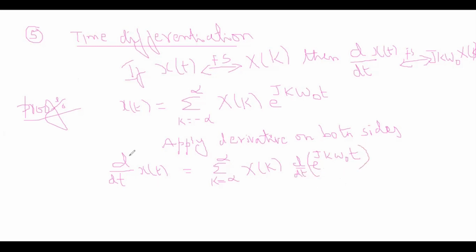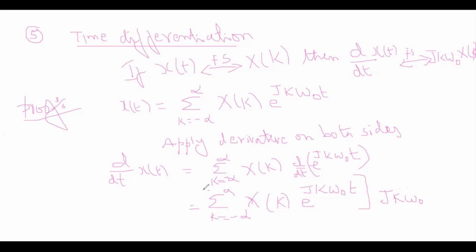Apply the d by dt on the right hand side; on the left hand side the d by dt is equal to the sum of k equal to minus infinity to infinity x of k. What is the derivative of the exponential e power j k omega naught t? What is the coefficient of t here? It is j k omega naught.